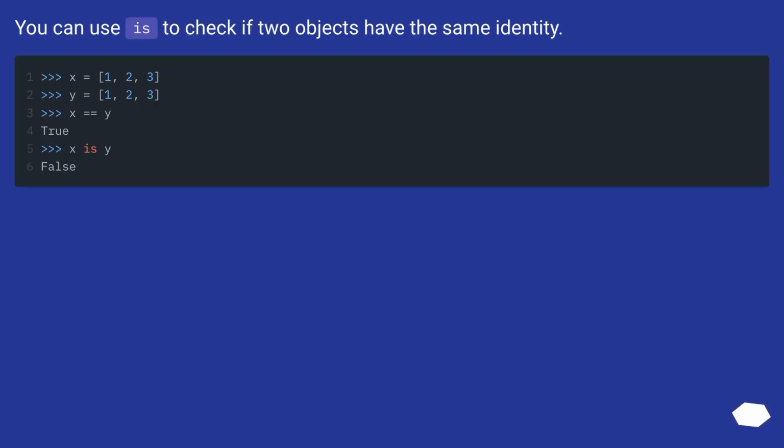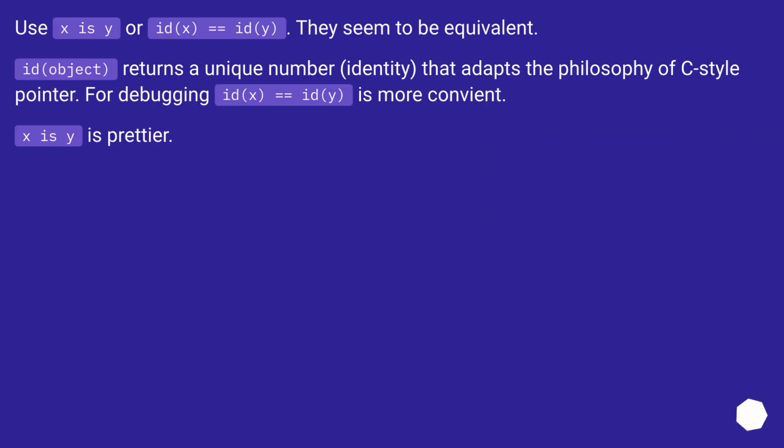You can use is to check if two objects have the same identity. Use x is y, or id x equals id y. They seem to be equivalent.